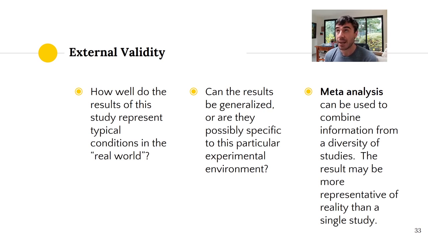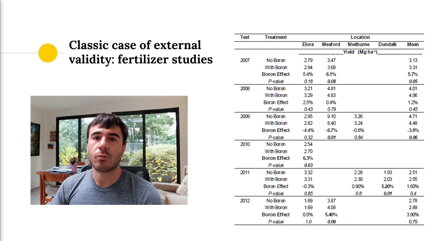That would not have been detectable necessarily in a single experiment, but in a meta-analysis, we can come up with these broader conclusions that make our results more externally valid, because we can tell end users with more confidence when and where they are likely to see, for example, a treatment effect.